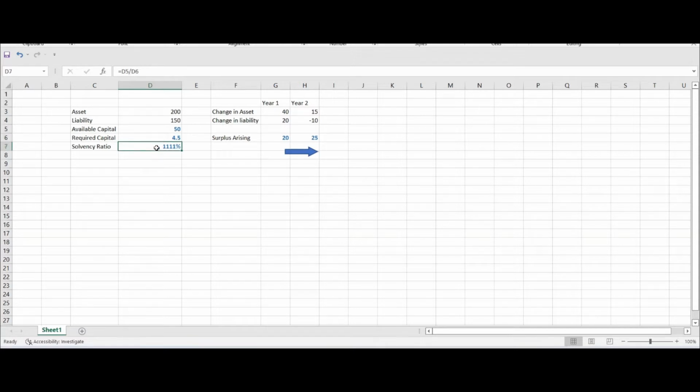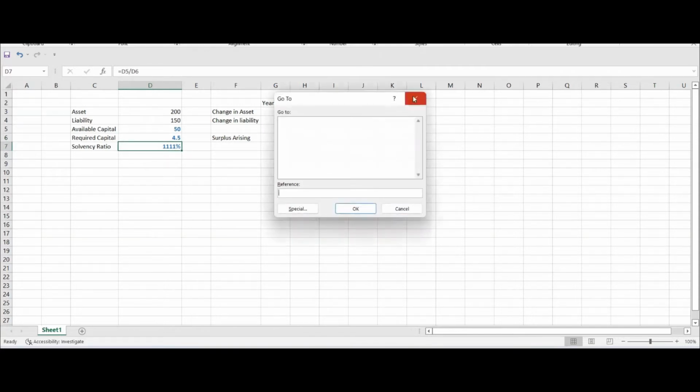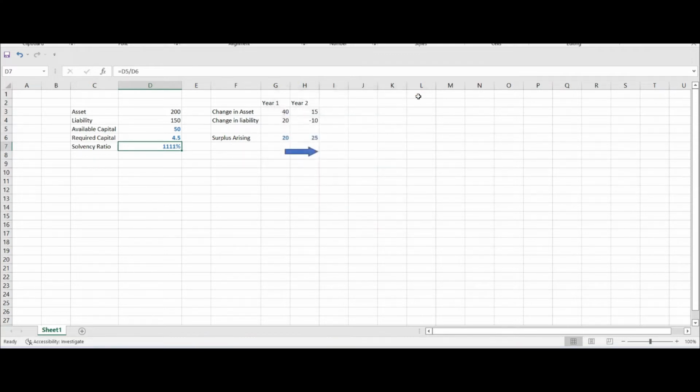So if you see the solvency ratio, which is basically the ratio of available capital and the required capital, that is coming out to be 1100%, right? That is way high. In India, 150% is required. So because of this kind of silly assumption, we are getting that. But this is the basic structure that one needs to understand.